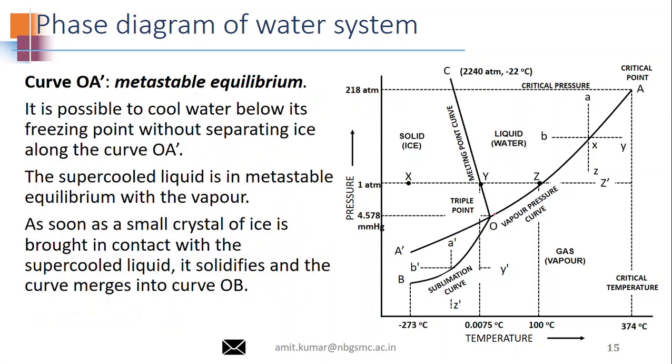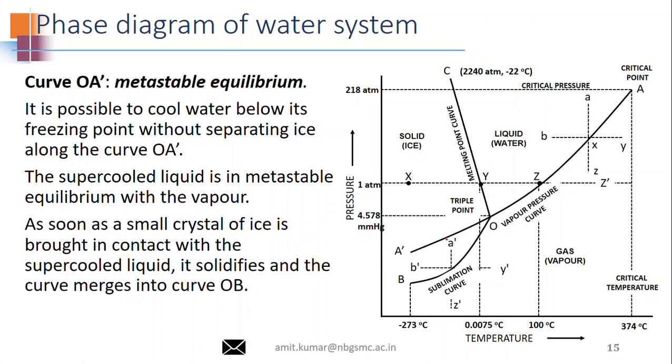Now we have a curve OA dash. If we extrapolate the curve OA, it becomes OA dash, which is called a metastable equilibrium. Why do we call it a metastable equilibrium? We are decreasing the temperature without disturbing the pressure. So what is happening here? It follows the line till A dash, and this is in a supercooled liquid state.